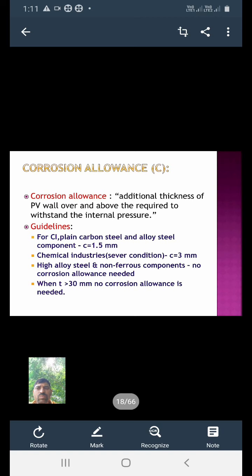Also an important thing, you have to classify the unfired pressure vessel under class 1, class 2 and class 3. And also we have seen the different categories of the welded joint in the unfired pressure vessel: A, B, C and D category. All these things you should remember.